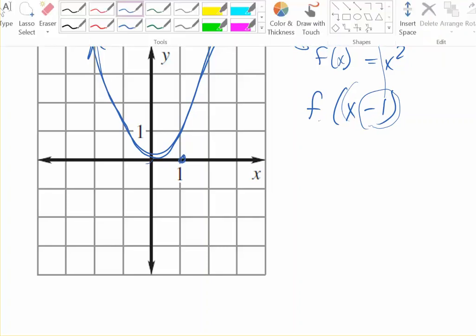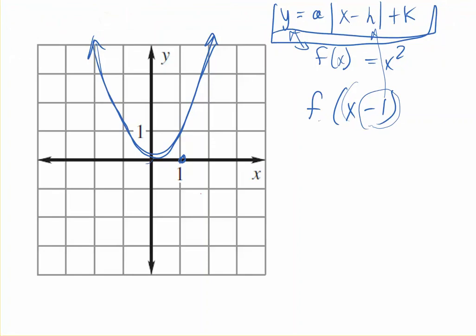Grab a different color here. And so our new graph, f of x minus 1, is the graph f of x, which is x squared, with a minus 1, shifting it to the right. This is our new graph.